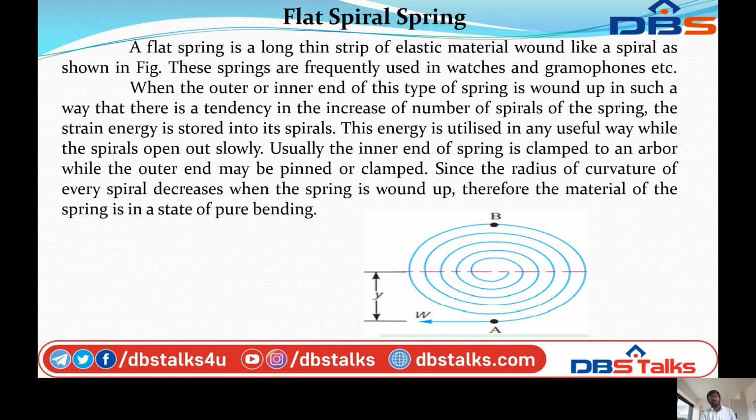Usually, the inner end of the spring is clamped to the arbor, while the outer end may be pinned or clamped. Since the radius of curvature of every spiral decreases as the spring is wound up, the material of the spring is in a state of pure bending. So you can see the figure. This is A and B, the two ends of the spring. This spring is used in watches and gramophones. So the distance between the central axis to the load is y.